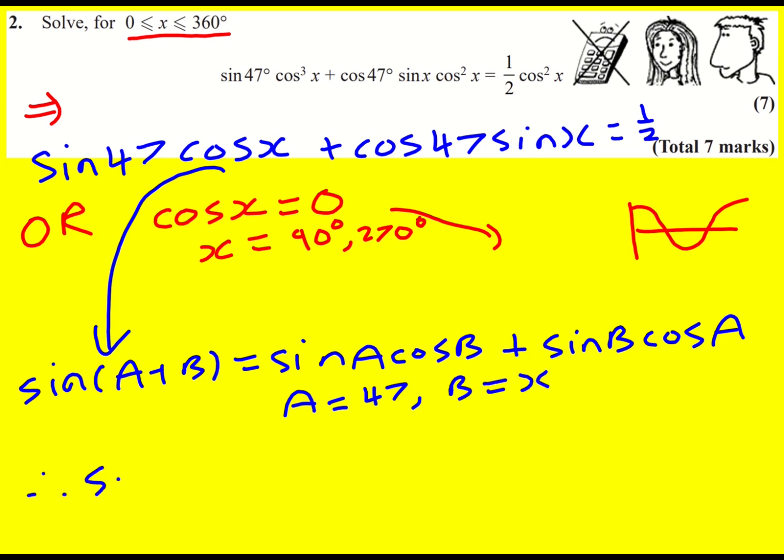And therefore we have sine 47 plus x. Well, I can still write that as sine of x plus 47 equals a half. And suddenly, this equation, which looked really horrible, we just took one step to get rid of the cos x and looked at those solutions for when it's 0, which you have to do. And then the rest just falls together using addition formulae.